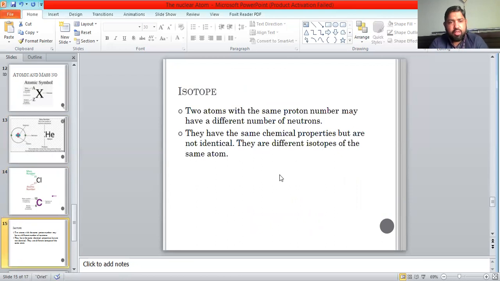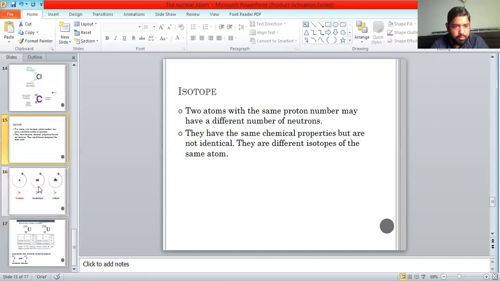Okay, now we'll be moving on to isotopes. Now, two atoms with the same proton number may have different numbers of neutrons. So the chemical properties of those two atoms will be the same because chemical properties depend upon the number of protons. So if two atoms have the same number of protons, their chemical properties will be the same. But if they have a different number of neutrons, then those two atoms will be known as isotopes of the same atom.